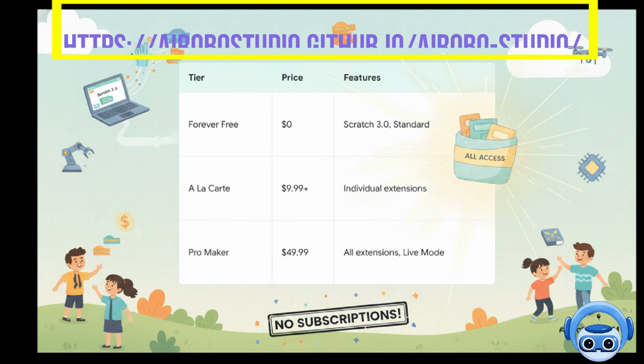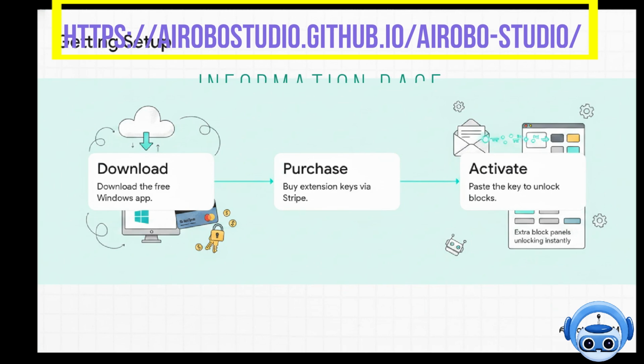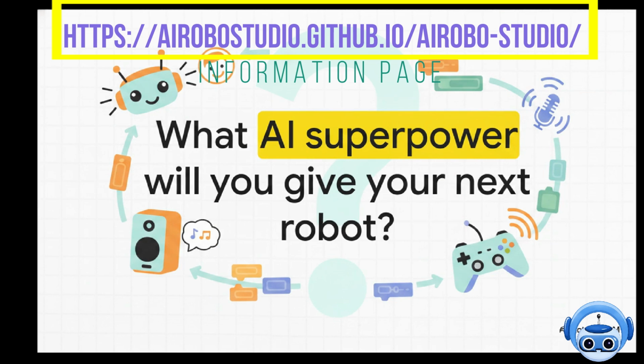No subscriptions anywhere. And getting set up is an absolute breeze. Step 1, you download the free Windows app from their site. Step 2, you securely purchase your extension keys or the bundle via Stripe. And Step 3, you get an activation key instantly in your email. You just paste that key straight into AIRobo Studio, and boom, those extra block panels unlock instantly, and you're ready to go.